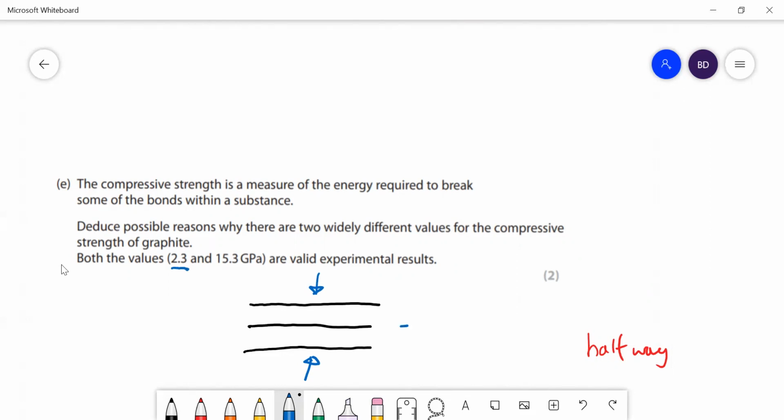Whereas if you're pushing it this way, in that direction, you can't push the layers together. All you can do is crumple the layers, which probably requires more pressure. It's because the material is not the same in all directions, is it? It's made up of layers.